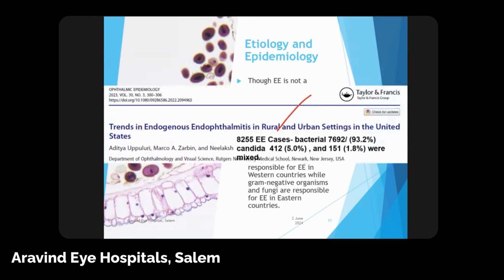So this publication is from the authors here who have analyzed the NIS database, the inpatient database of the United States, where they have produced these results: 8,255 endogenous endophthalmitis cases, out of which 90 to 93% of them were bacterial, true to what was mentioned earlier.